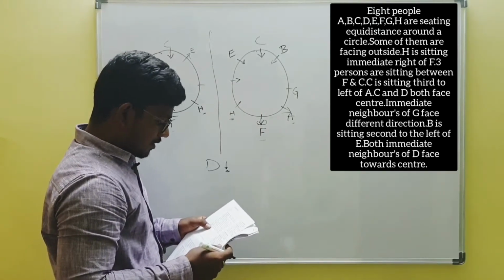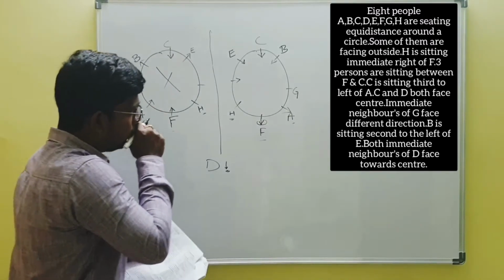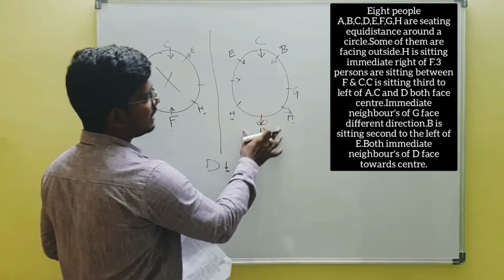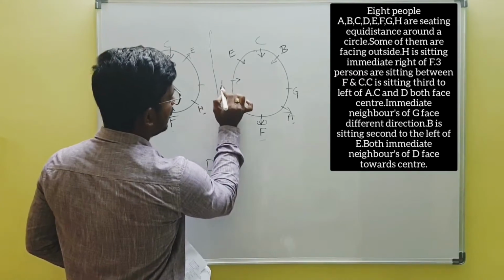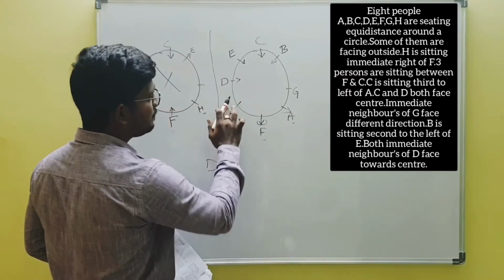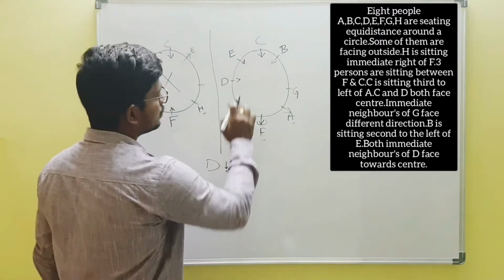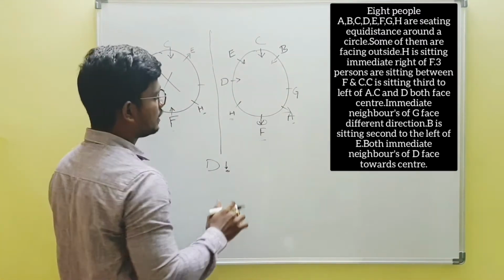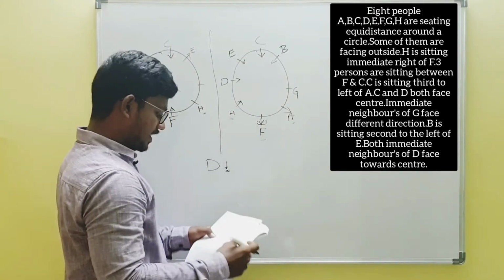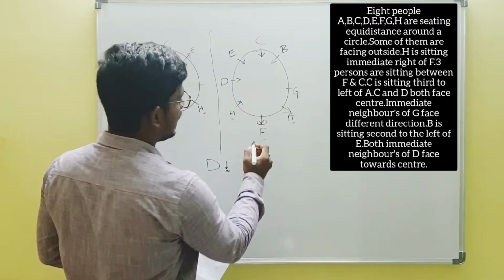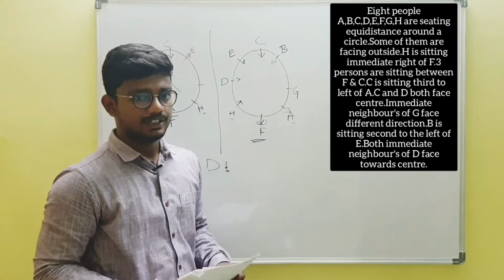Both immediate neighbors of D face towards the center. Here D is not placed yet, and only one place remains for D, so we can directly place D there. Both the immediate neighbors of D are facing inside the center. E is already facing towards the center, and if I take H's direction towards the center, the statement is verified. So all 8 members are placed, and hence I have obtained my seating arrangement.